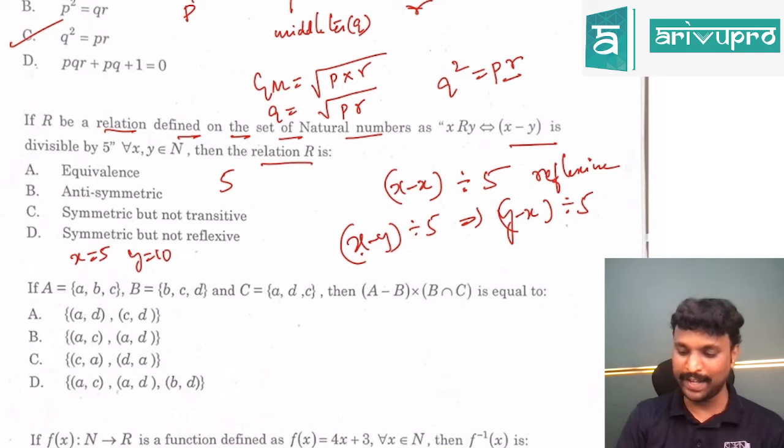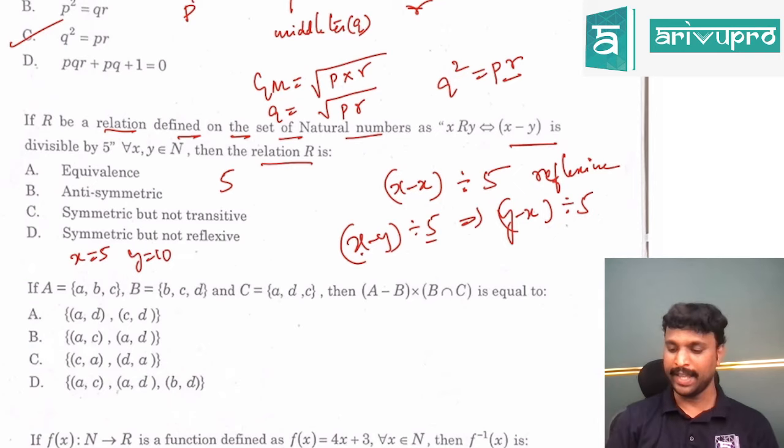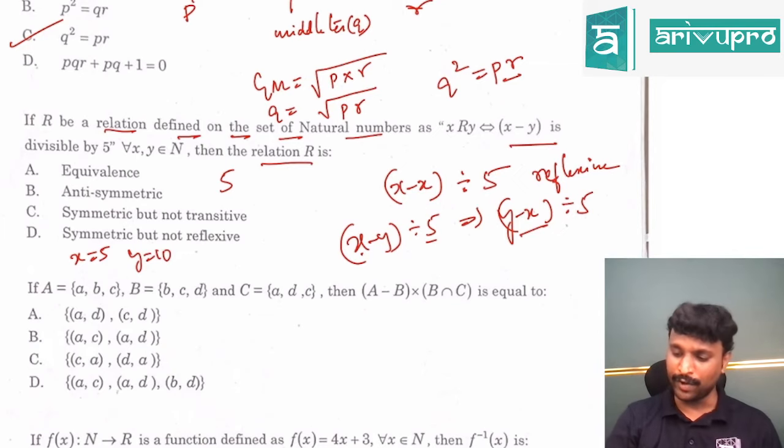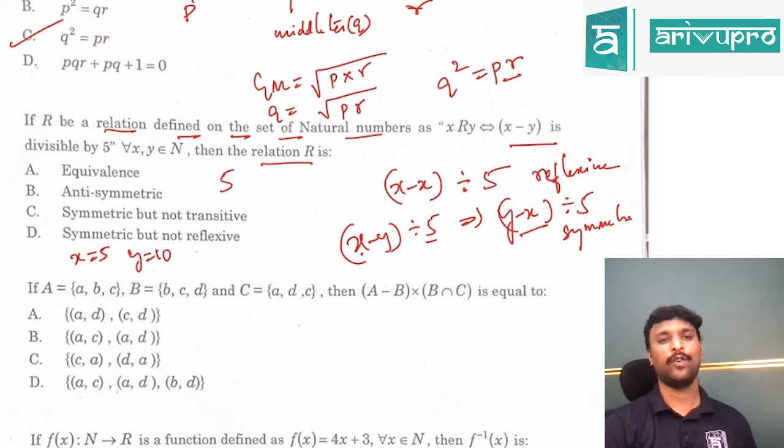Minus 5. Minus 5 is definitely divisible by 5. Yes or no? Then y minus x, 10 minus 5 is 5. 5 is definitely divisible by 5. Therefore, it is symmetric. Guys, now we have to check for what?